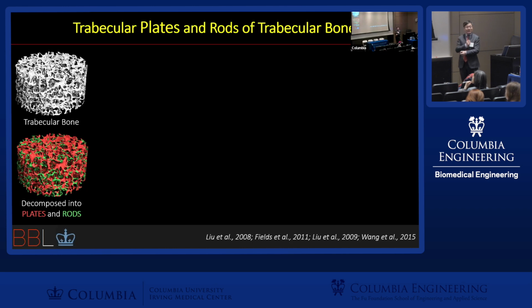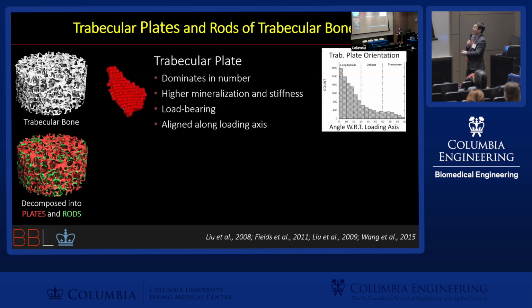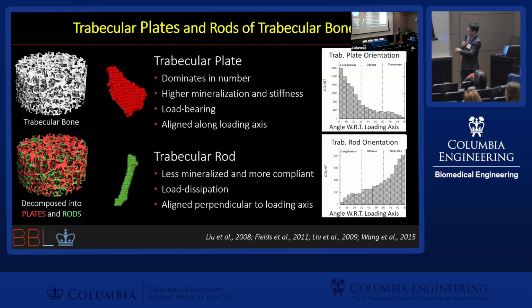In red is bad, and green is good. That's why rods are here. Normally, in the femur and your spine, your bone is actually organized. You can see the plates are dominant in number, but most plates are in the axial direction, in the loading direction, because they need to support the load. And then your rods are opposite, in transverse directions. They are less mineralized, and serve as really connecting the plates together. So that's normally what happens.